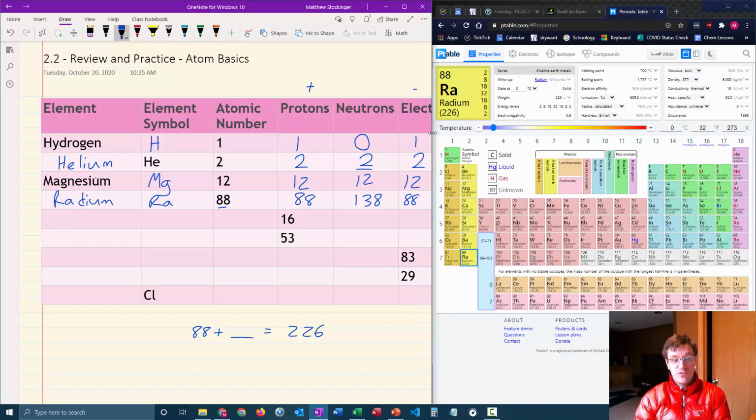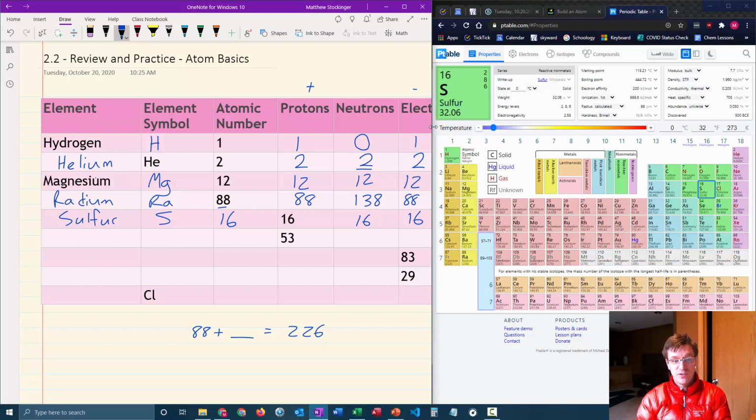All right, find the element with 16 protons. Well, that's going to be number 16, which is sulfur, because protons and the atomic number are the same. That means we have 16 electrons. Check the mass. It's 32. 16 plus 16 gives us 32.